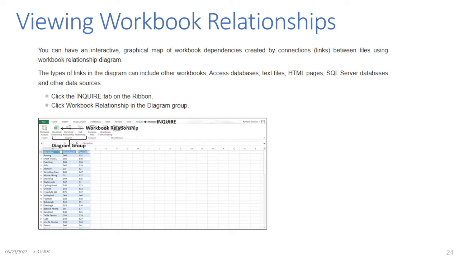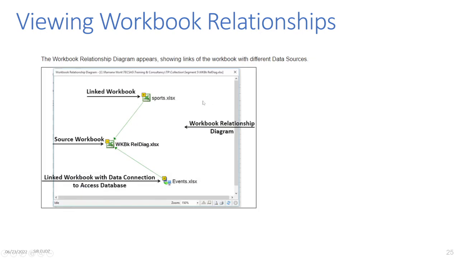Viewing the workbook relationships, you can have an interactive graphical map of workbook dependencies created by connections or links between files using the workbook relationship diagram. The type of links in the diagram can include other workbooks, Access database, text files, HTML pages, SQL Server databases, and other data sources. Click the Inquire tab on the ribbon. So we have the Inquire tab, and click Workbook Relationship in the diagram group. The workbook relationship diagram appears, showing links of the workbook with different data sources.